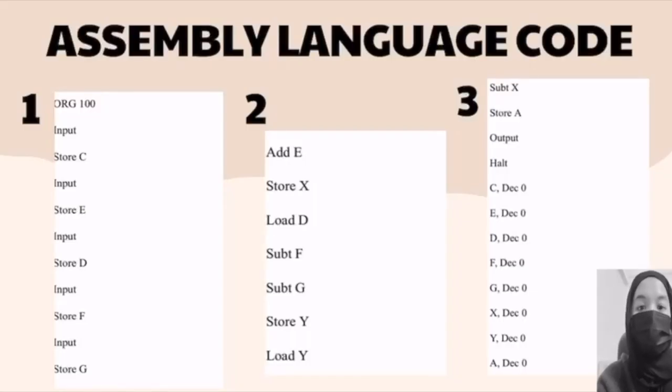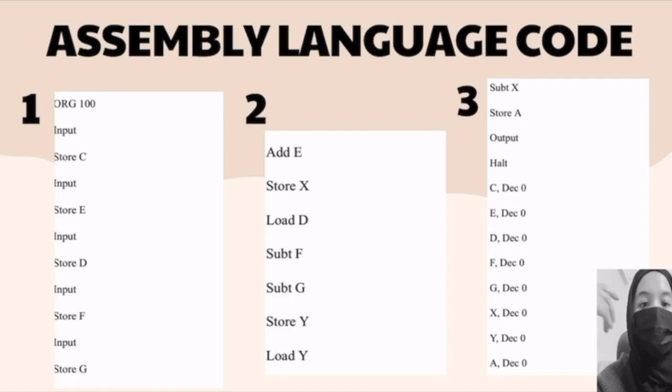Here is the assembly code. Firstly we input, and then we store the value of the accumulator in memory location C, and then we store the value of the accumulator in memory location E, and then we store D in memory location D, and then store the value of the accumulator in memory location F, and then store the value of the accumulator in memory location G. Then we load C, which is to load the value of memory location C into the accumulator, and then we add the value of memory location E into the accumulator.